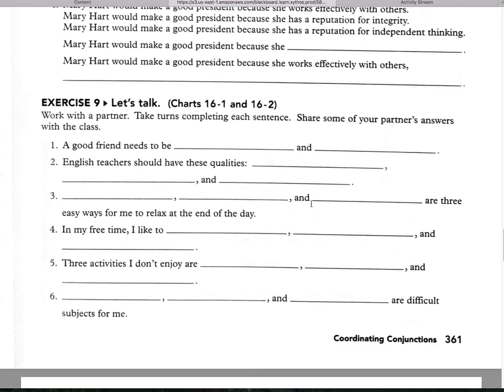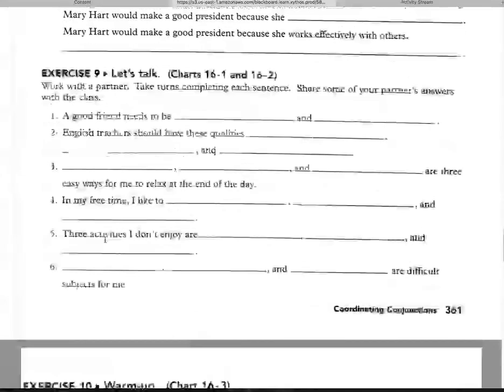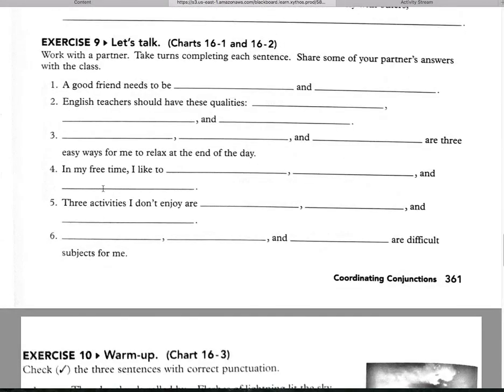Number 3. Blank, blank, and blank are 3 easy ways for me to relax at the end of the day. How do you relax at the end of the day? What are 3 things you do? For example, walking, reading, and watching TV are 3 easy ways for me to relax at the end of the day. What are yours? Number 4.